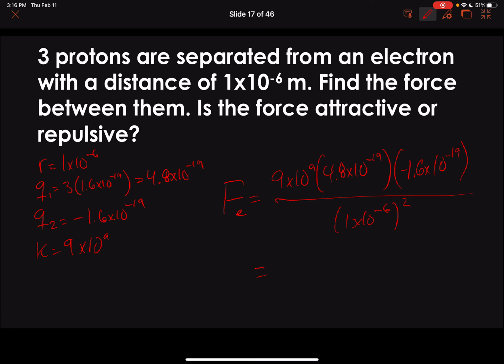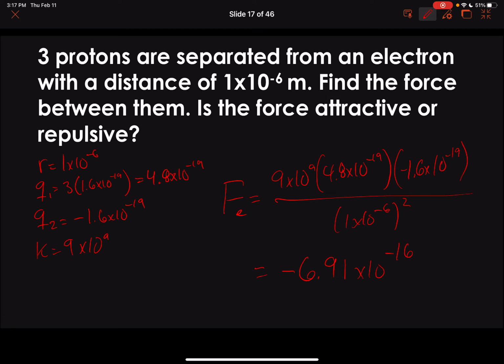Okay? And so very carefully in the calculator. The top, you can just go ahead and throw into the calculator normally. So I'm going to throw in the top here real quick. 9 times 10 to the 9 times, open parentheses, 4.8 times 10 to the negative 19. The parentheses actually aren't important there, but I throw them in anyways because that's what I do. Times negative 1.6 times 10 to the negative 19 divided by, the parentheses here are important, 1 times 10 to the negative 6, close parentheses, and square it, and you should get negative 6.91 times 10 to the negative 16.